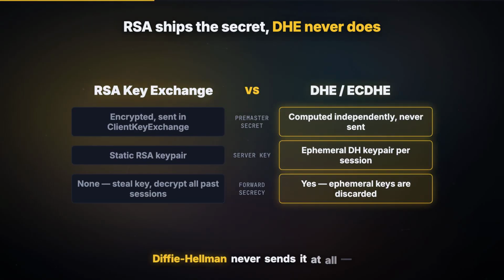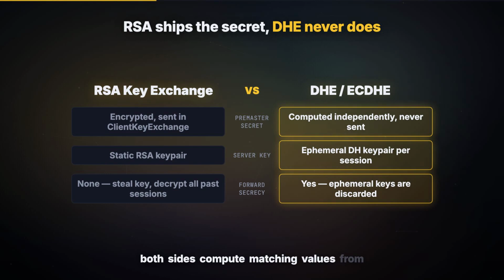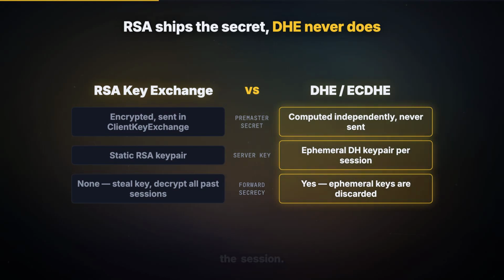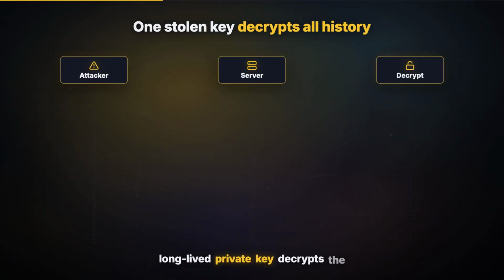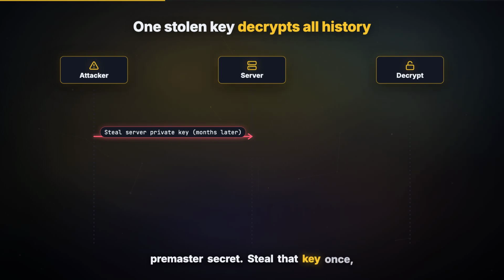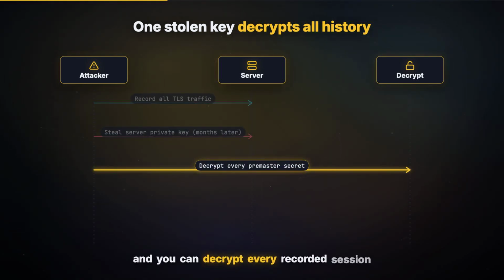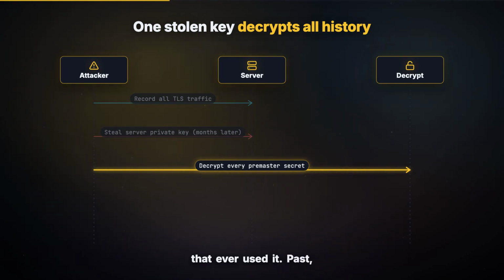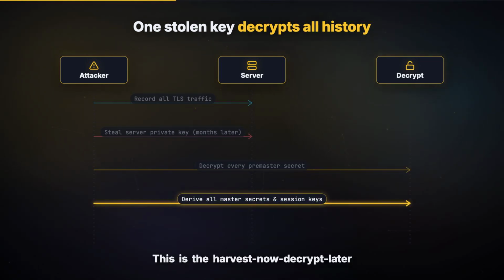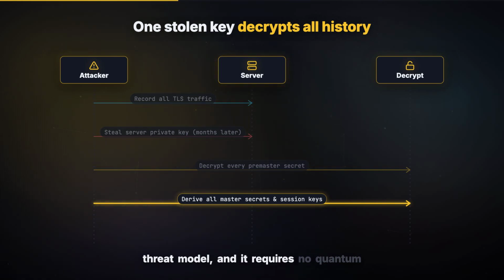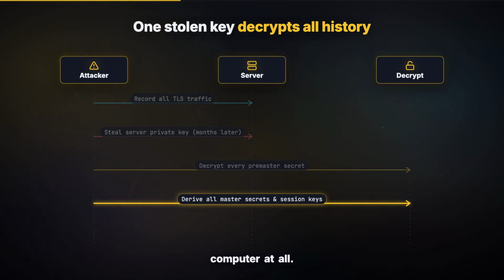Diffie-Hellman never sends it at all. Both sides compute matching values from ephemeral keys that are discarded after the session. If you're using RSA, the server's long-lived private key decrypts the premaster secret. Steal that key once, and you can decrypt every recorded session that ever used it. Past, present, and future. Every API call, every login, every password reset email. This is the harvest now decrypt later threat model, and it requires no quantum computer at all.